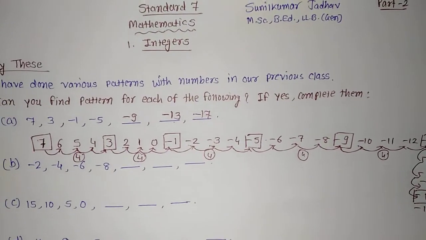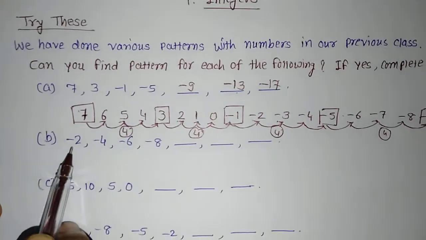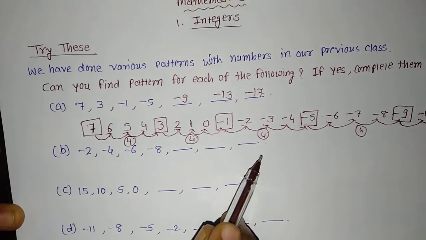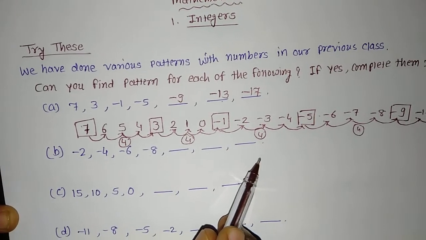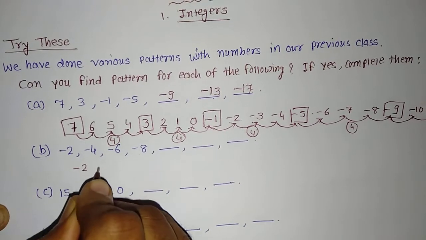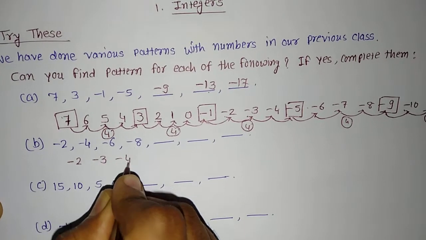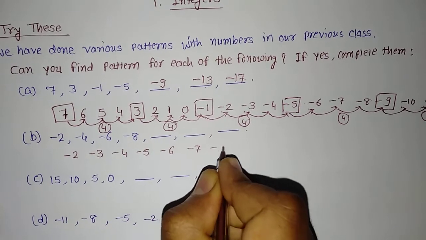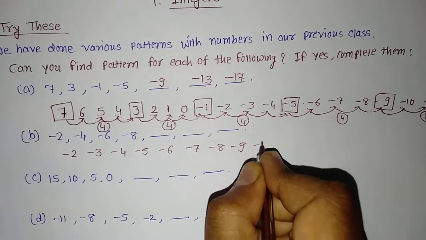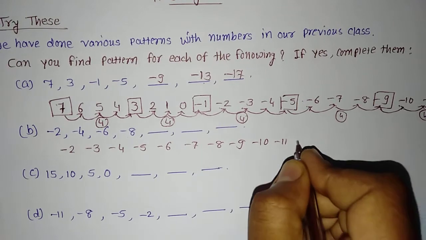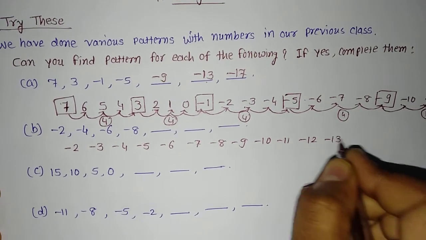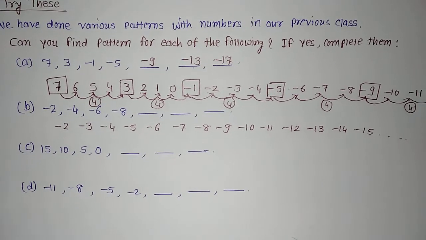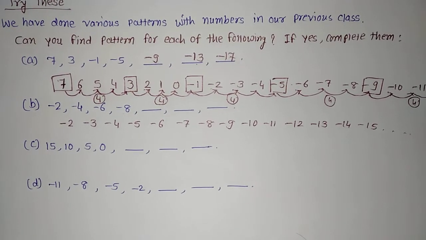Now let us go for B. Let us see, minus 2, minus 4, minus 6, minus 8, which means all these numbers are negative. So I will write it here, minus 2, minus 3, minus 4, minus 5, minus 6, minus 7, minus 8, minus 9, minus 10, minus 11, minus 12, minus 13, minus 14, minus 15, and you can go ahead. But we will go only as much as we want to find out.